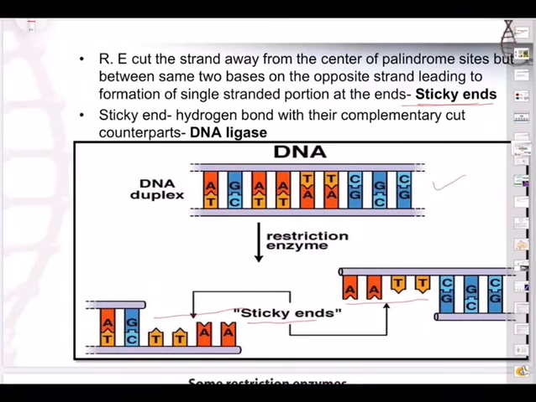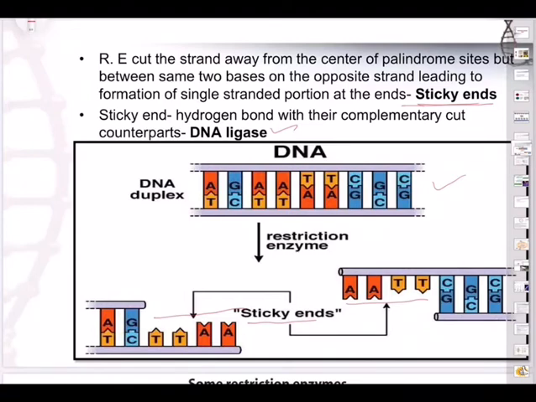This is normal DNA, and you can see the restriction endonuclease cutting at a specific point. Once it cuts, the two counterparts are to be joined again. Who is doing the duty of joining them? There is another enzyme called DNA ligase.